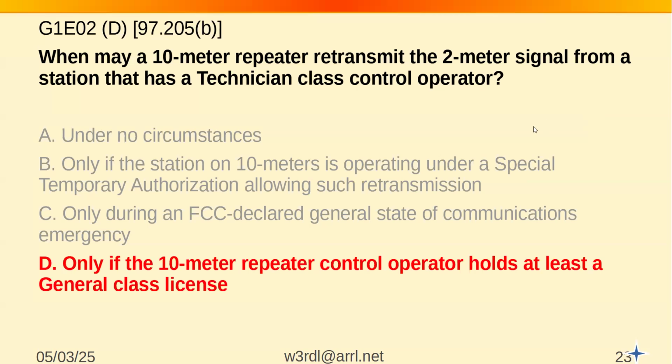So according to the repeater book, there is one in Cocoa. Really? Operational? Oh, no, never mind, that's 6 meters. No, no 10-meter repeaters, all 6.